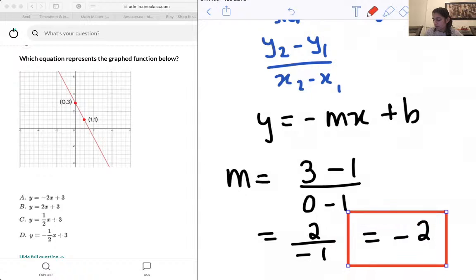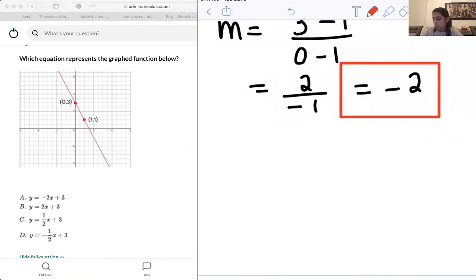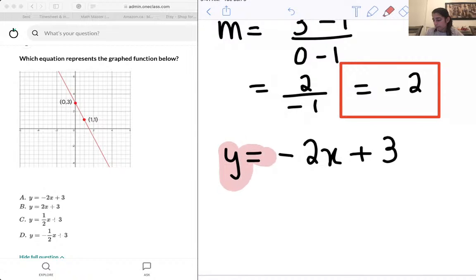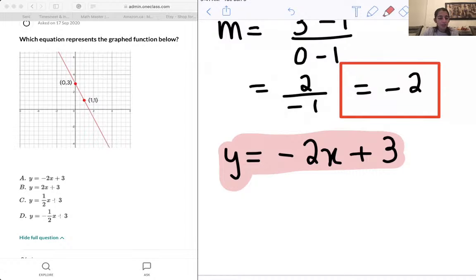And we know that it's correct because it's negative. If we put all of our things together, we get y equals negative 2x plus 3, because of our y-intercept, and that is our equation. And the only option that matches is A.